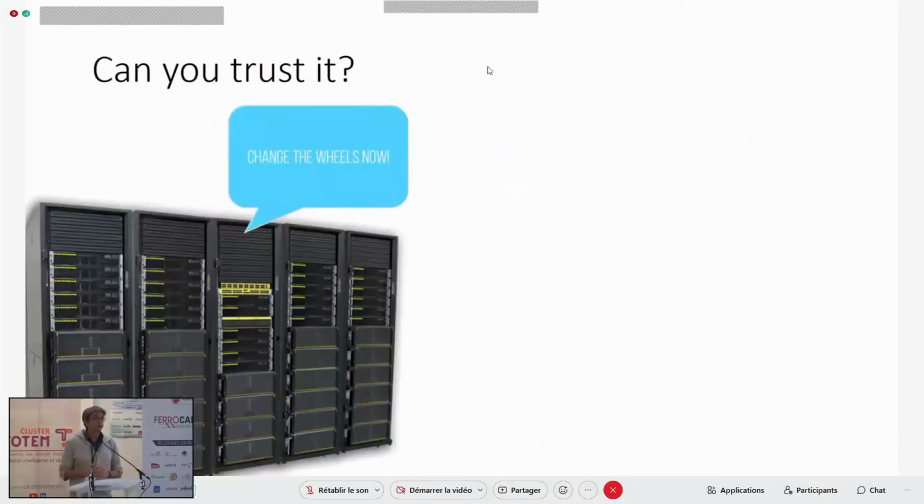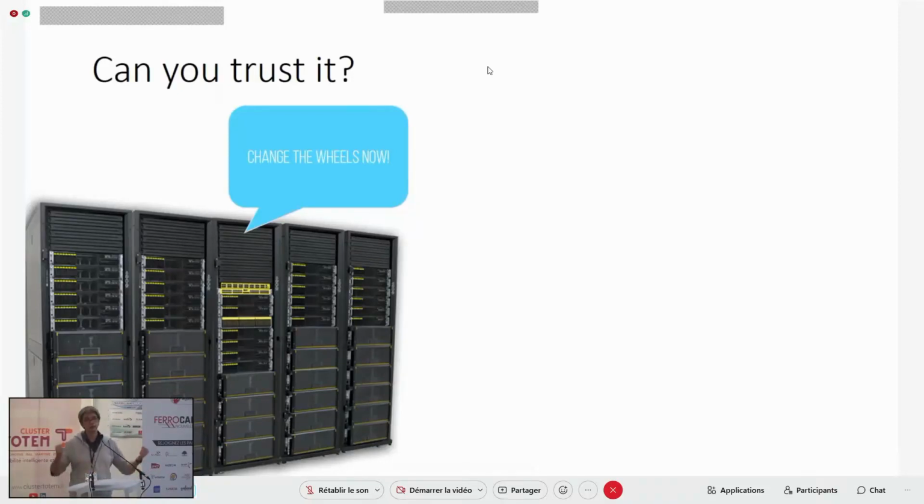I said that I will talk a little bit about machine learning. Machine learning is something that can advise you. So you have a big amount of data. This is not the same approach. It's not about reasoning. You take data, you learn something about the data, and then you make a recommendation. So you have a big computer that worked for hours, and then the big computer says, you have to change the wheels now. Do you trust it or not?